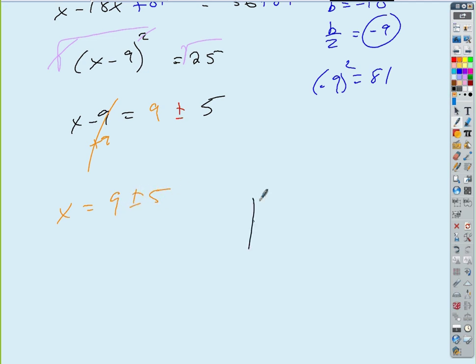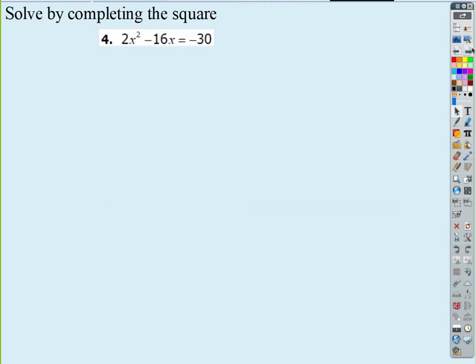So how would we put that in Moodle? Okay, but 9 plus 5, that's not simplified. What is 9 plus 5? 14. What's 9 minus 5? 4. 14 and 4 are my two solutions, aren't they? Right? Okay? Good stuff. All right.